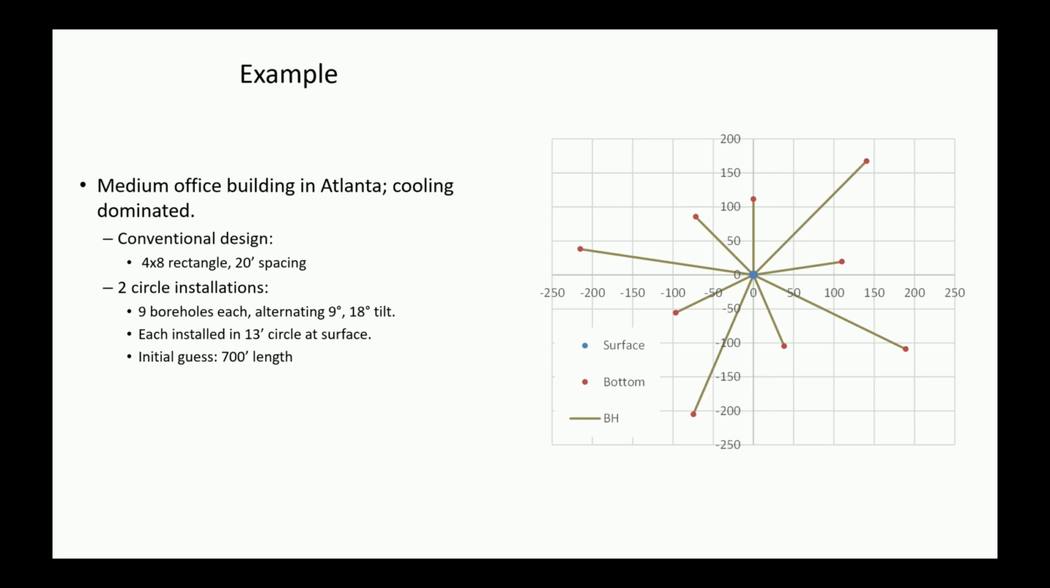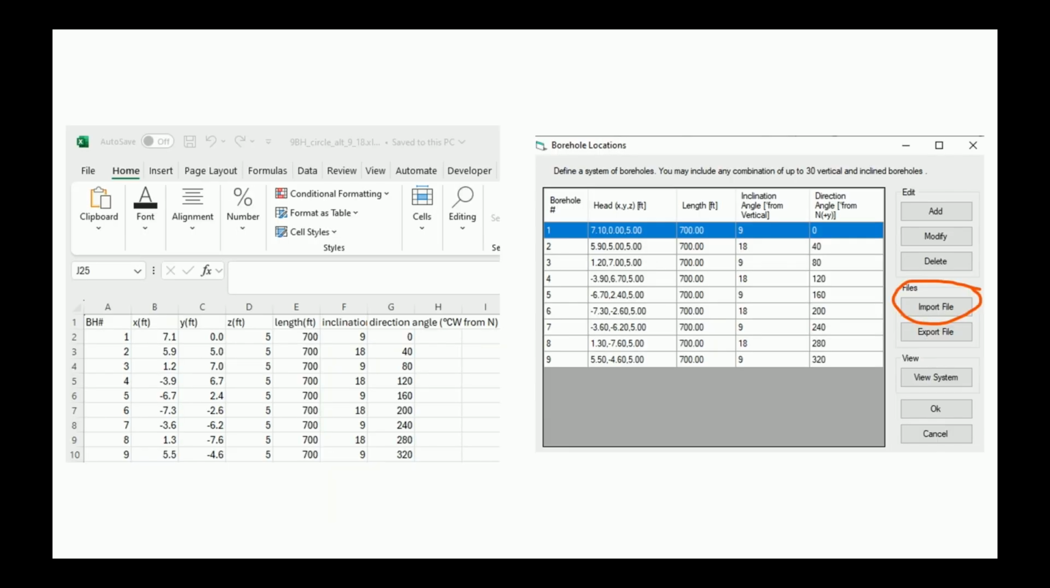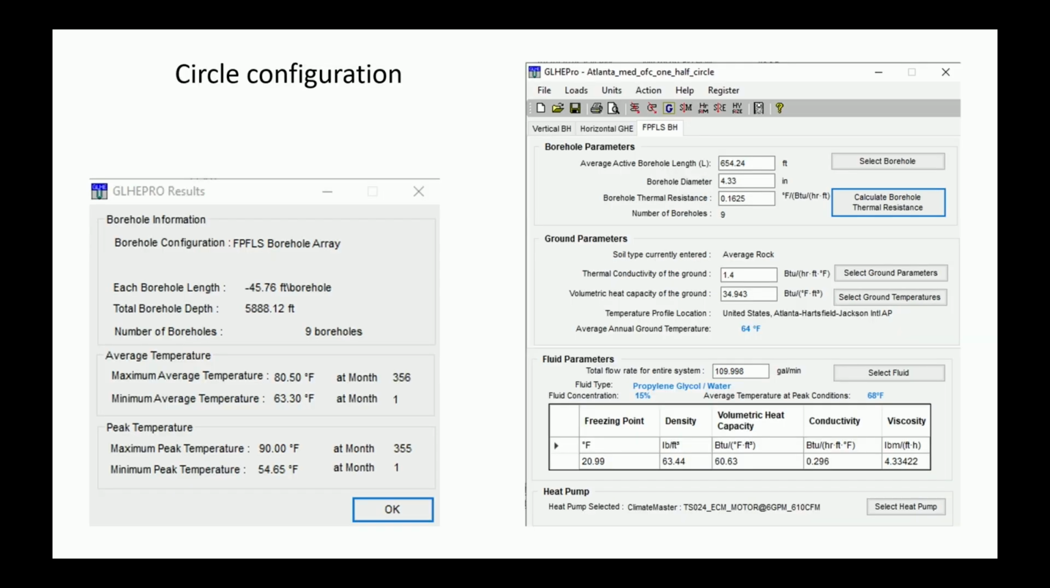So I took a guess at 700-foot length. In terms of the horizontal deviation at the bottom, one is 110 feet from the center, the other is 216 feet. I used Excel to put in this information. I calculated the XY positions on this circle using trigonometry and put in the 700-foot length. I used the import file, the little circle button there, to import that information. And I got the results, which maybe look a little strange.